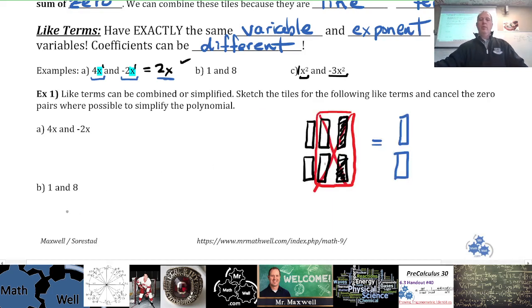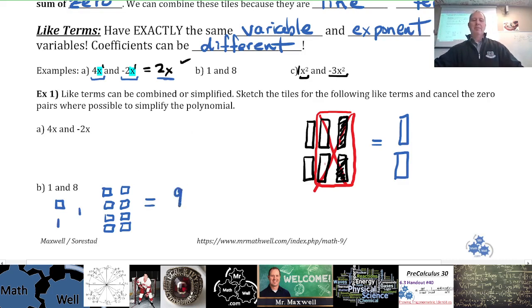All right, so this one, 1 and 8. Now remember, the constant tiles are the little squares, okay? So I have 1 little square tile, and then I have 8 little square tiles here. So let's just take a moment to draw these. So I have 1 and I have 8. If I were to combine or simplify that together, I could say that I have 9 tiles, right?